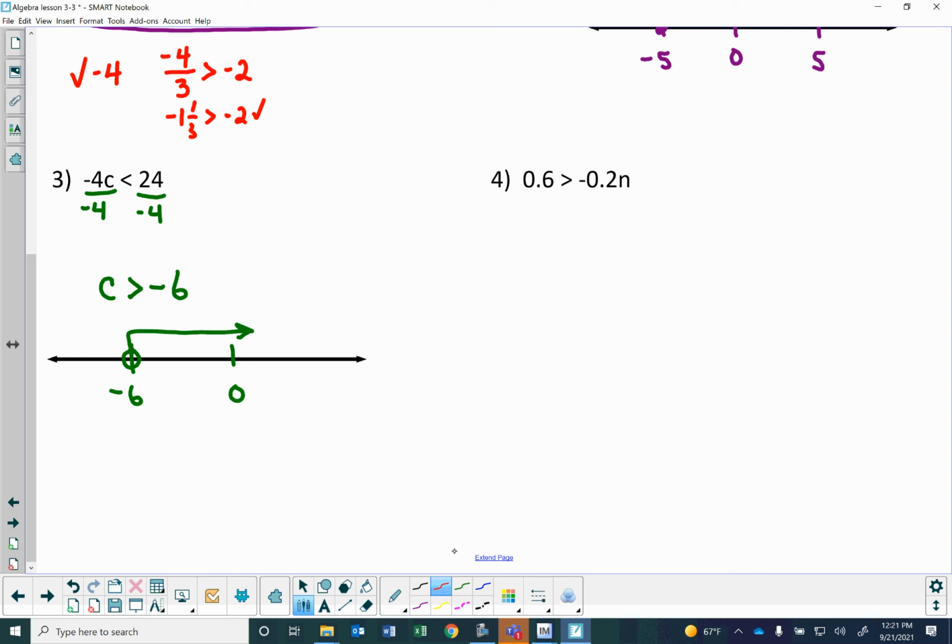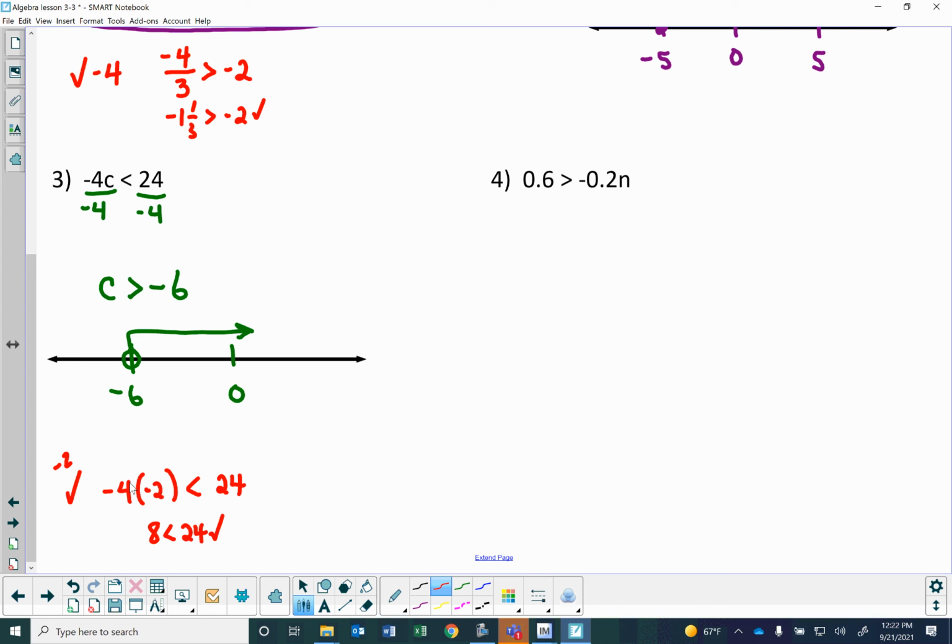And I'm going to check this one. I didn't check the last one, but I should check this one because this is a division problem, so it's slightly different. So I need a number that's greater than -6. -2 is greater than -6, so let's check -2. So we have -4 times -2 is supposed to be less than 24. Well, that's 8. 8 is definitely less than 24, so that checks. So it does work.